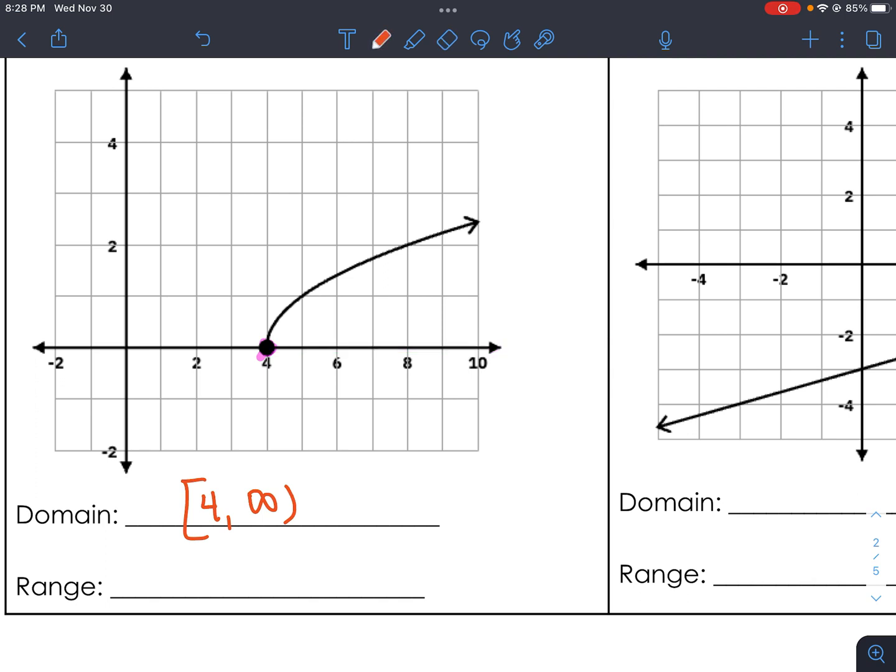The range is how far down. So it goes down to here. And then it goes up, up, up. I know it's going up slightly. It doesn't look like very much, but it is going up. So for the range, the lowest it goes is 0. It's the y's. The smallest y value is 0. And it goes up, up, up, so positive infinity.